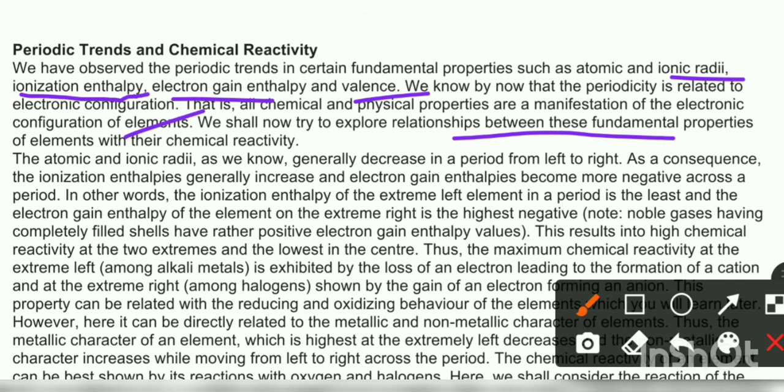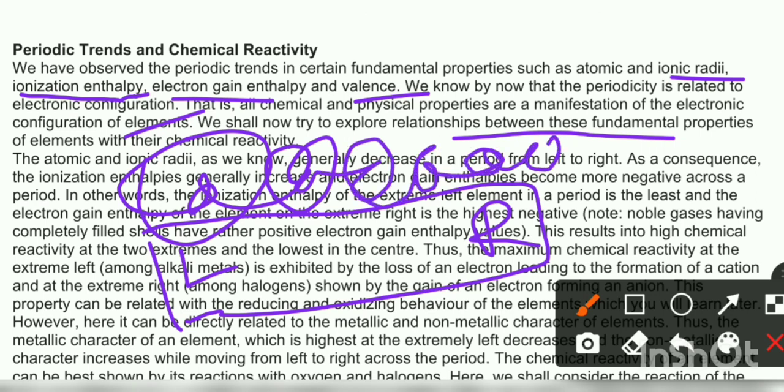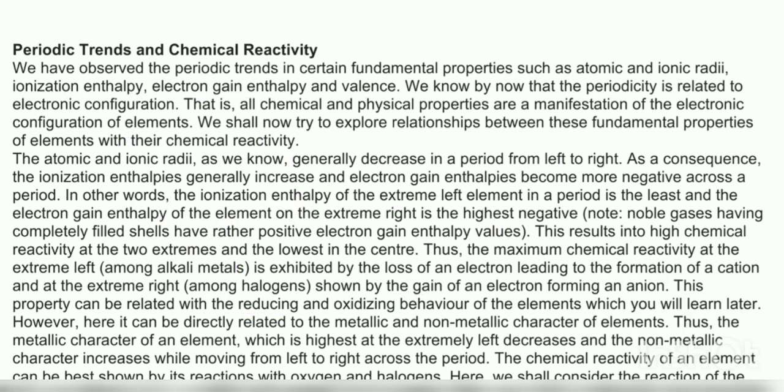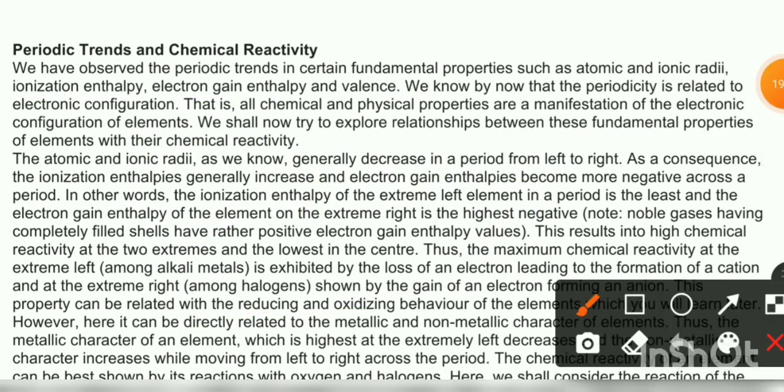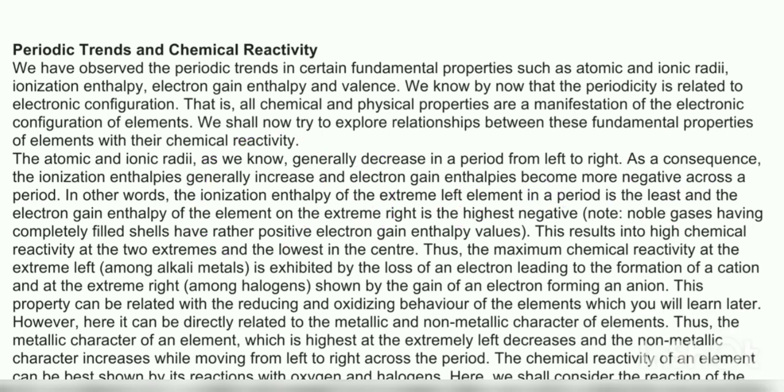The atomic radii, as we know, generally decrease in a period from left to right. So in case of the periodic table, when we move from the left side of the periodic table to the right, the atomic size decreases. Here we observe bigger size, and there the size decreases. So this is one trend of the atomic radii. And the next, ionization enthalpy generally increases. So when size decreases, the electron is strongly held, because of that removal of the electron is difficult, and ionization enthalpy increases along the period.